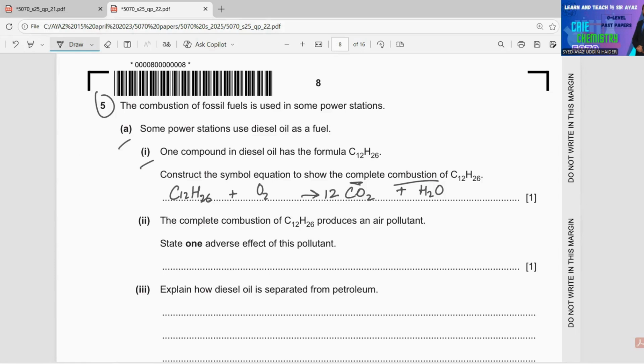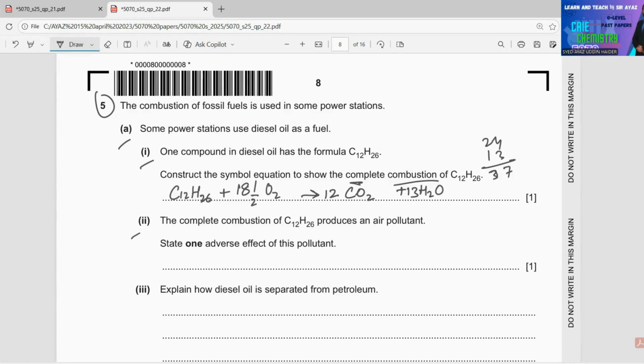What about hydrogen? 26 atoms of hydrogen on the reactant side, so I need to write 13 before H2O in order to balance hydrogen. What about oxygen? On the product side, 12 multiplied by 2 is 24. 24 plus 13, what will you get? 37 atoms of oxygen. We have O2 here, so 37 over 2, which is 18 and a half O2. Now this reaction is completely balanced.